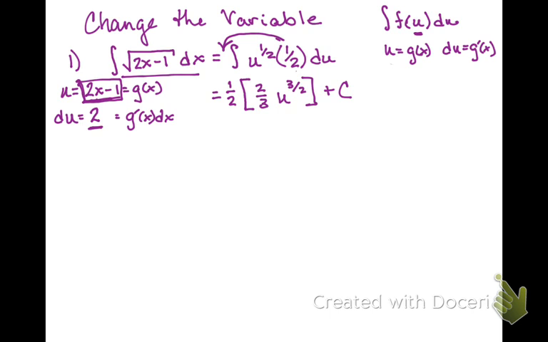So 1/2 times 2/3 is what? 1/3. What's u? 2x minus 1. So the answer is 1/3 times 2x minus 1 to the 3/2 plus c. That's our answer? Yep. Just leave it like that.